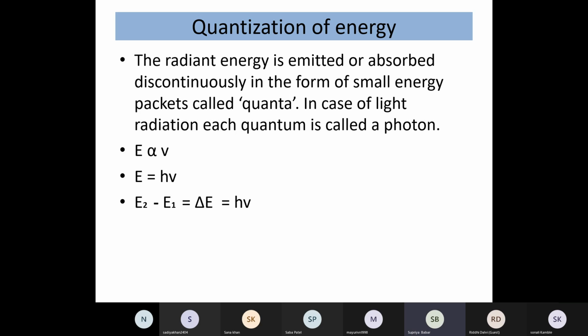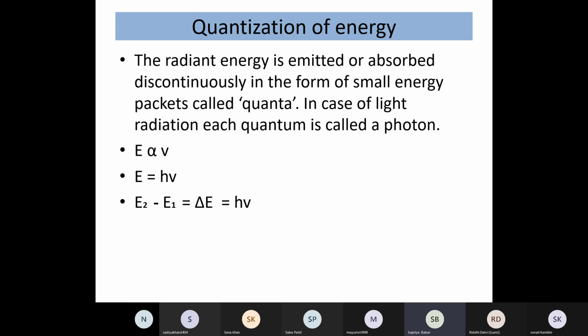Whenever this energy is absorbed or emitted, it will be in multiples of a quantum. Like E is equal to h nu, then E is equal to 2h nu, 3h nu. It never is a fraction of a quantum. It should be multiples of a quantum, that is h nu, 2h nu, 3h nu, like that.